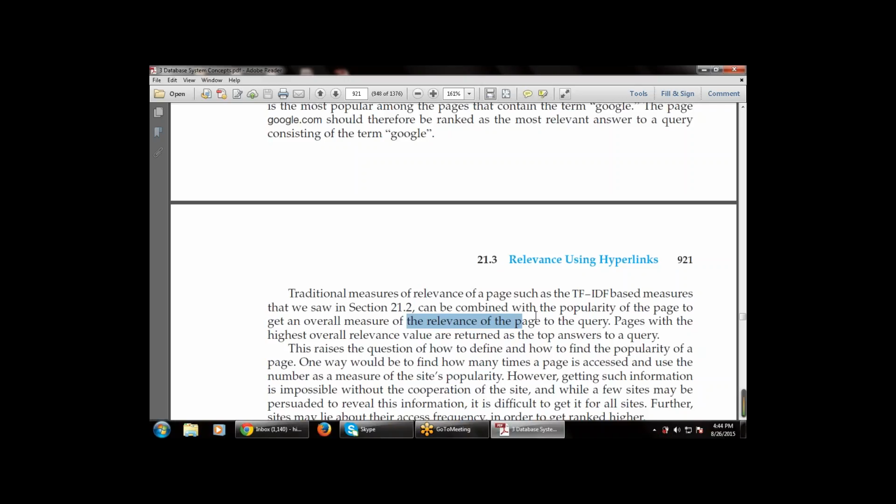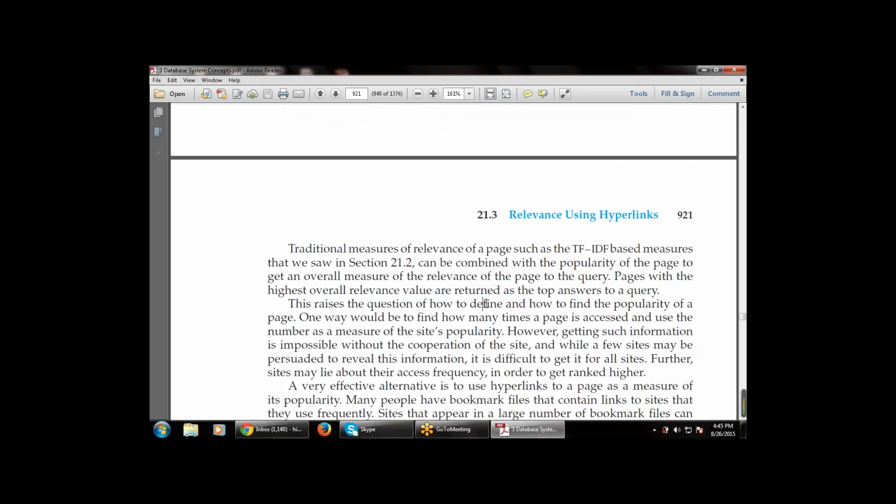This raises the question of how to define and how to find the popularity of a page. One way would be to find how many times a page is accessed. If you click on a page, it displays that you have visited it 2 times on this date, because it maintains a cookie, a record of each and every visit: how many times the user visited the same page, for how long, what the main content was, and what the criteria were for visiting the same page again and again.